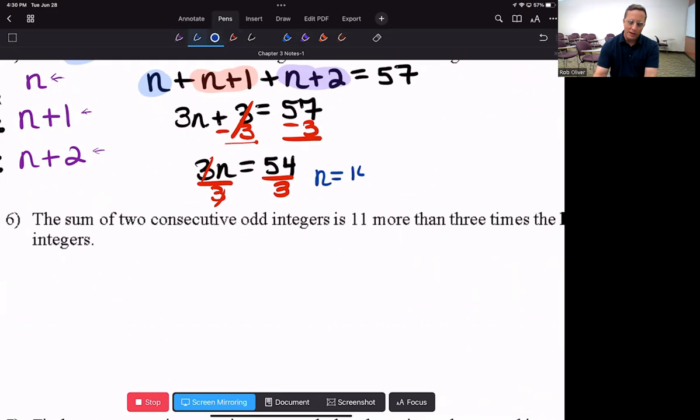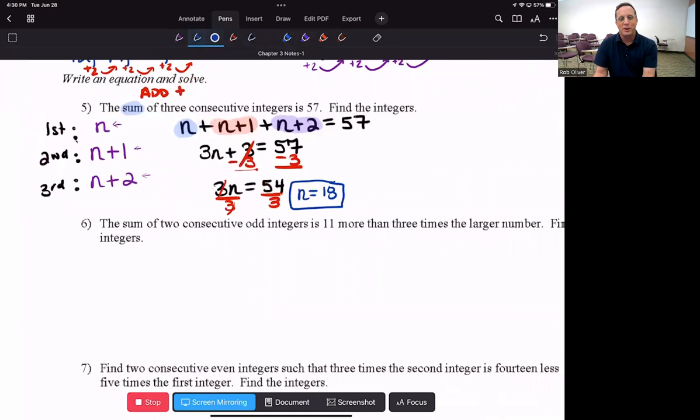So n equals 18. Now keep in mind, with a lot of these algebra problems, I know it's a little bit frustrating, but when you're finished, always assume there's a little bit more to do, even though you got n or x. Sometimes there's a little bit extra. So never assume that you're done with something. And we're not. We need to find those integers.